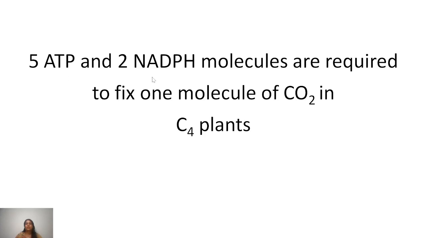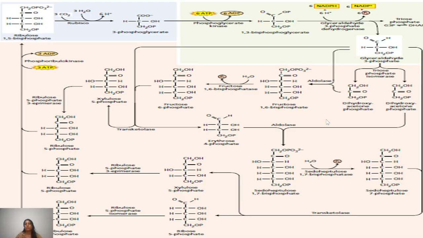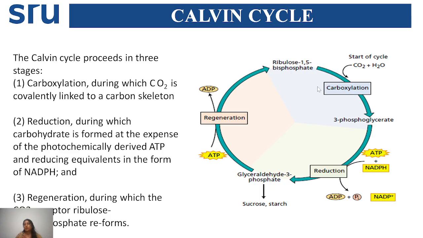So what does this mean? We already discussed that in C3 plants, to fix one carbon dioxide we need 3 ATP and 2 NADPH. Then why does the C4 plant, even though it is more efficient, need extra energy, like 5 ATP and 2 NADPH? Where does it need extra? I will go back to help you understand. Here in the Calvin cycle, you see 2 ATP and 2 NADPH are used. Extra ATP is used for Rubisco. So overall 3 ATP and 2 NADPH are needed for this Calvin cycle.